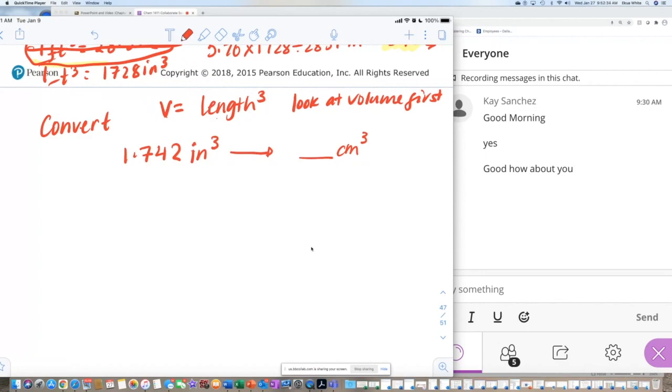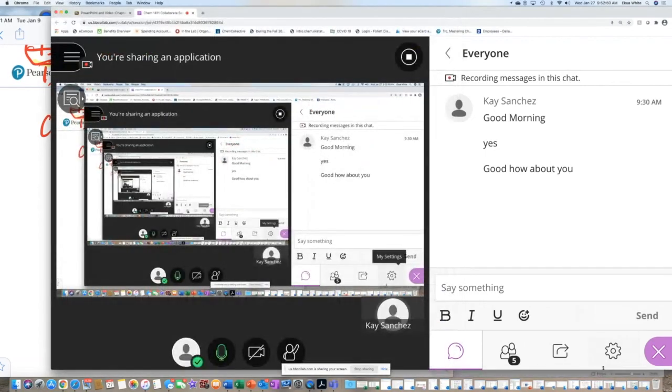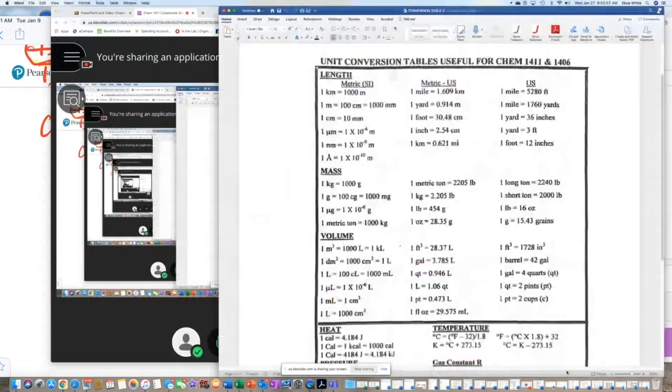So look at volume first, and then if you don't find anything in volume, then look at length. So we have two places to look for our conversion. Let me go ahead and lift this up slightly. There's the other chart. I'm going to look at volume.